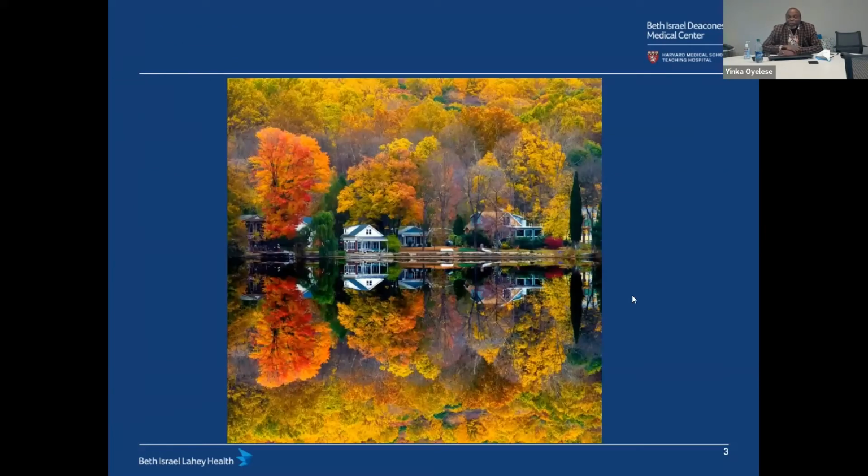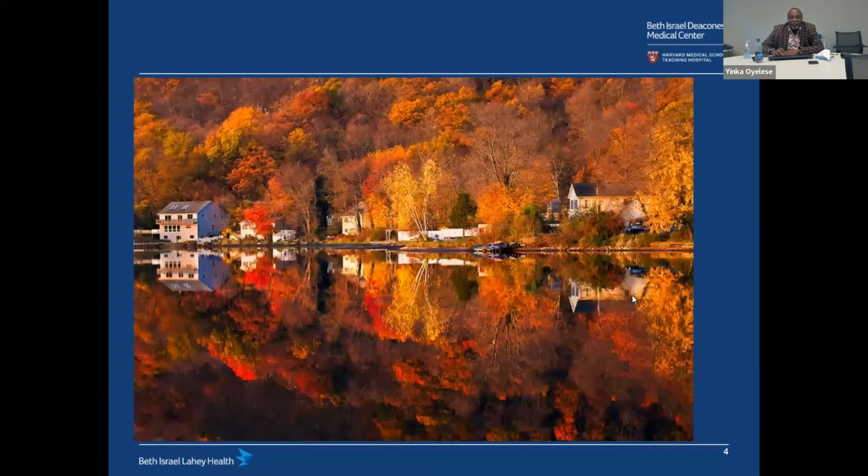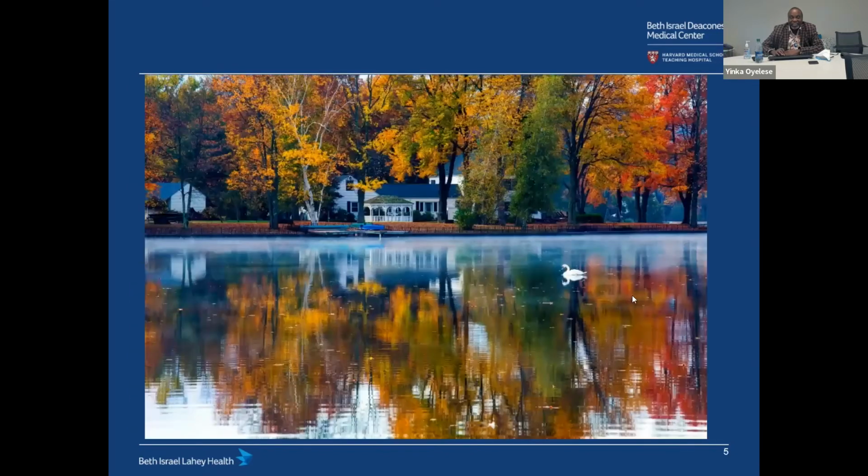I am very happy to be in Boston. I love fall, and these are some pictures that I took in New Jersey last year, and I hope that in Boston we will have such a colorful and beautiful fall.